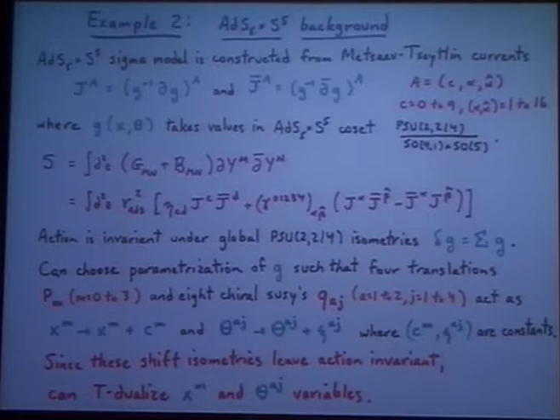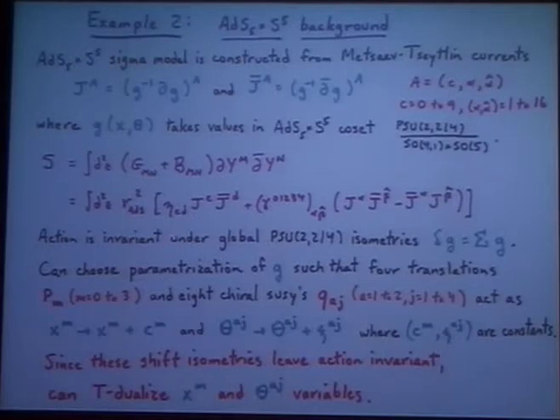Okay, now let me go to the case which we're most interested in, which is this AdS5 times S5 background. So we can describe it using a sigma model. So Metsaev and Tseytlin constructed these currents. So this is just the Green-Schwarz sigma model. You construct these left invariant currents constructed out of this g, taking values in the AdS5 times S5 coset, PSU(2,2|4) over SO(4,1) times SO(5). And I use a notation where capital A can either be a vector index or left moving or right moving spinor index, or if you like, N equals 2 spinor index. And then if you just write down the Green-Schwarz sigma model in terms of these left invariant currents, you have the following simple form.